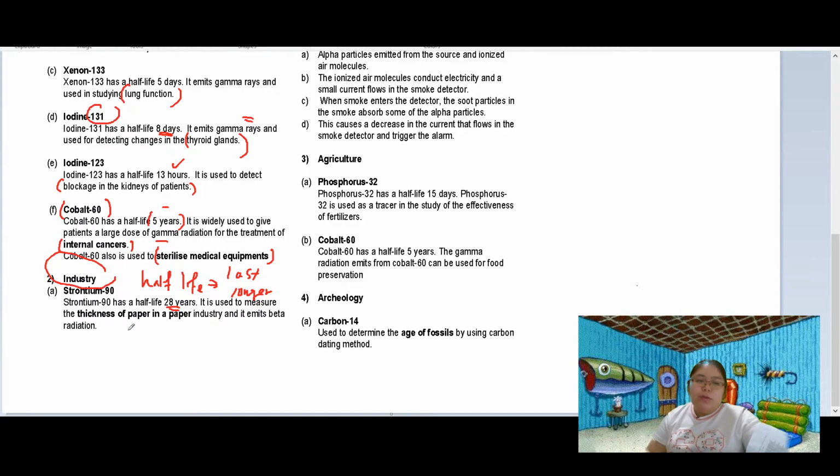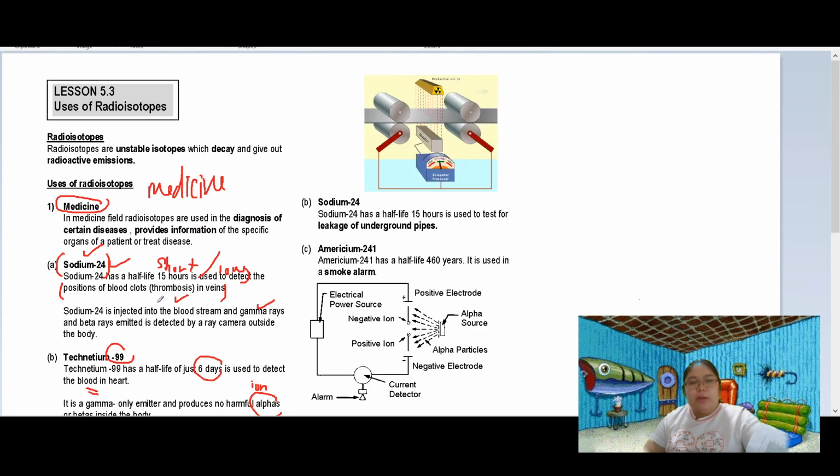They also use it to measure the thickness of the paper. Industry emits the beta radiation. So from here the strontium 90, first one they want to measure the thickness of the paper. Let's see the example here. They want to detect the thickness of the paper. So you buy the A4 paper, every one the thickness should be equal, because they already detect. Then they're using the beta, cannot use alpha, because alpha is already blocked by A4 paper. So they're using the beta to detect.